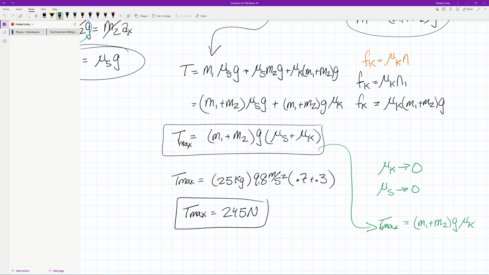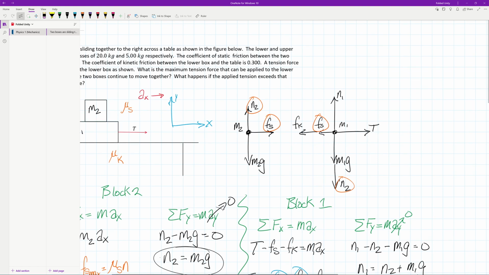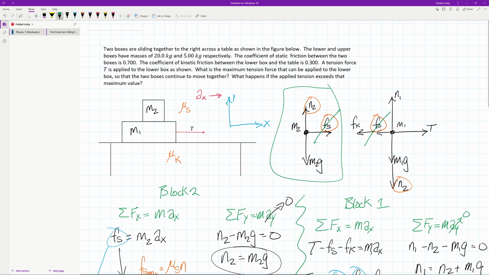Okay, if you've done that, you might have realized that if we look back up here, if we set the static friction coefficient to 0, that gets rid of these two forces. And now if we look at this free body diagram, there is no force in the x direction, therefore there is no way for there to be an x acceleration. But this problem started out, the two boxes were already sliding together at the same velocity.